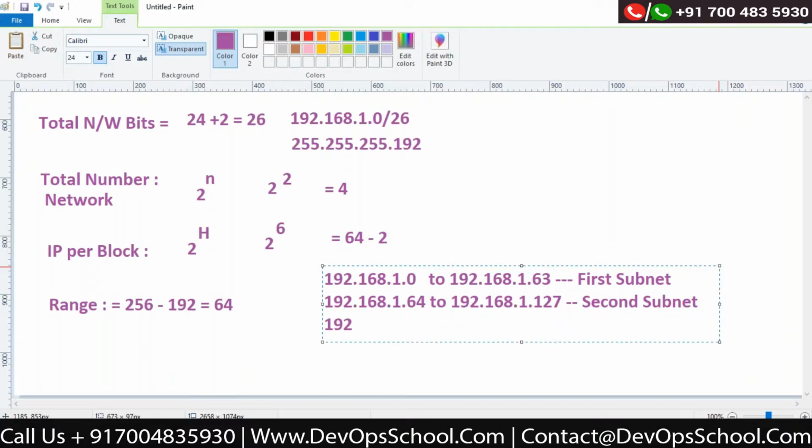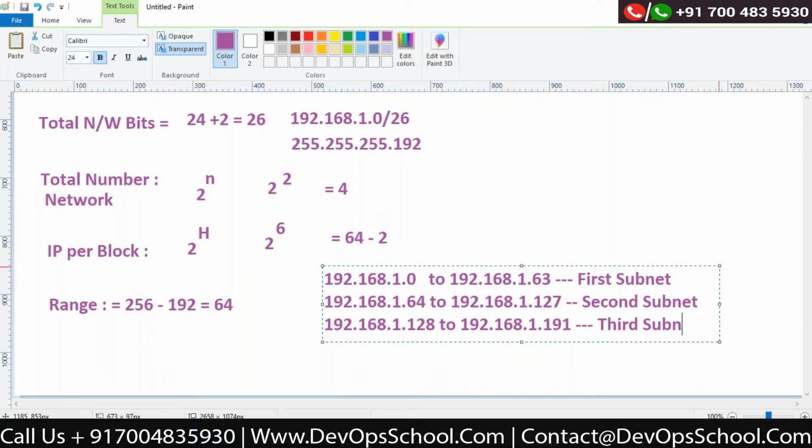Correct. The third one be 192.168.1.128 to 192.168.1.191. Correct? This is my third subnet.